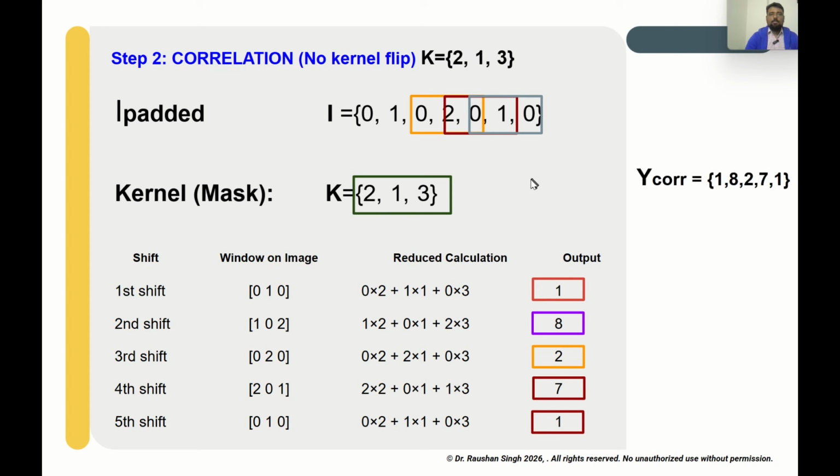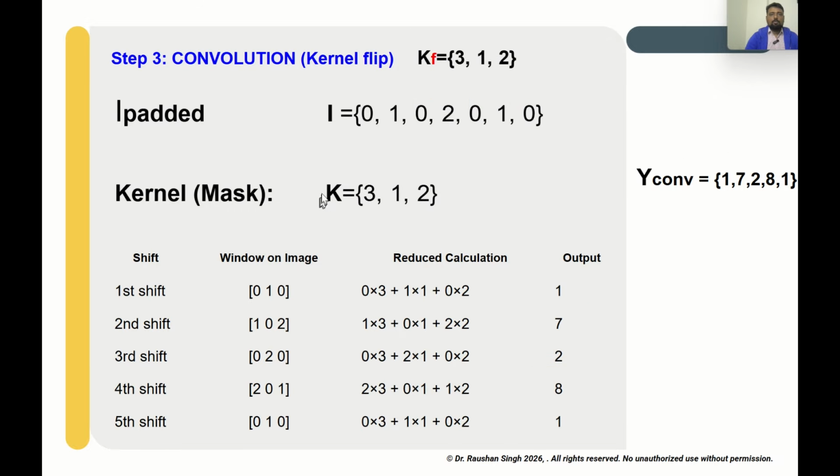In the case of convolution, before going for convolution, you see that the y correlation value is 18271. This is important, you should write like this. Moving to the convolution, now we have kf, the kernel flipped. This red color f represents flipped. So now instead of 213, this is 312.